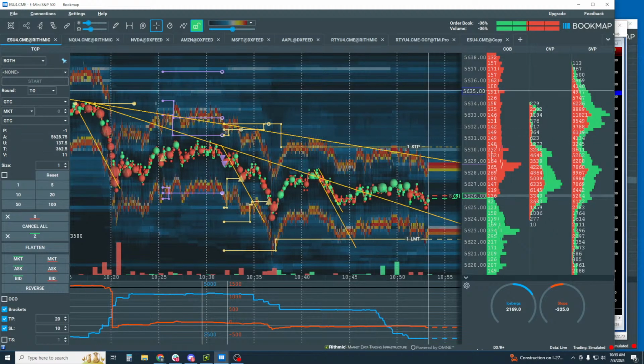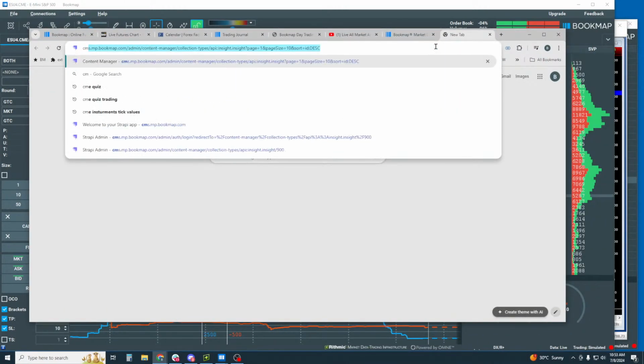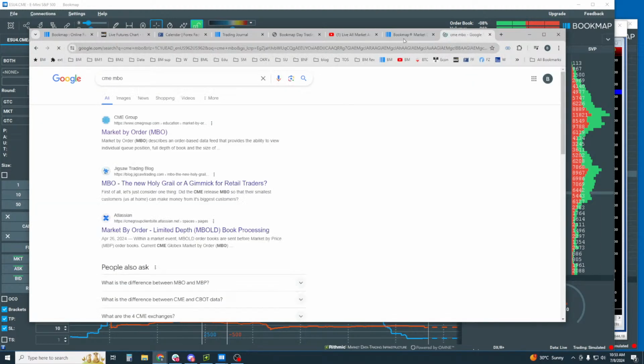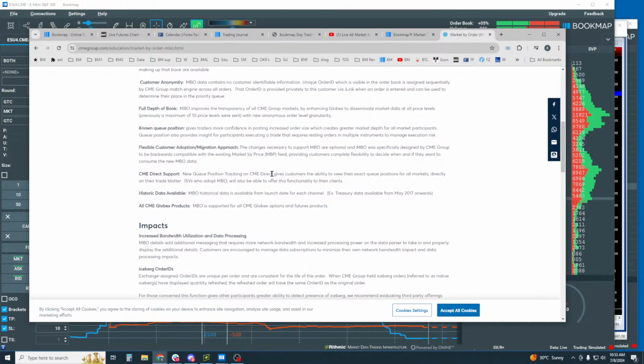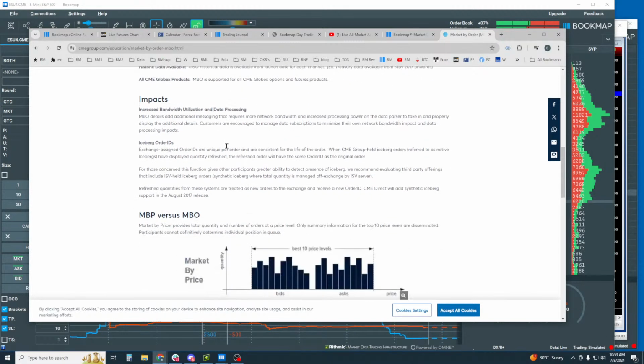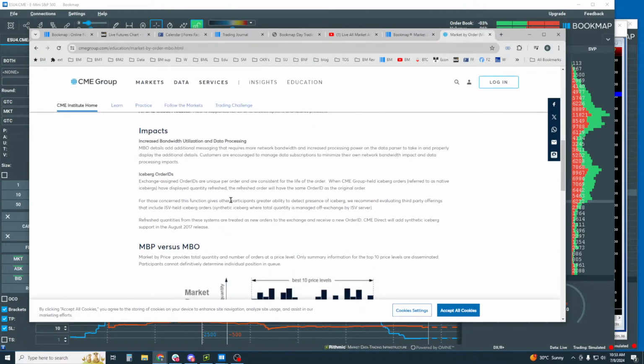Yeah, I think it might be clear if we take a quick look here. CME MBO, and then you can read about it here. The order ID tags, iceberg order IDs here. So take a look in here. That might answer your question.